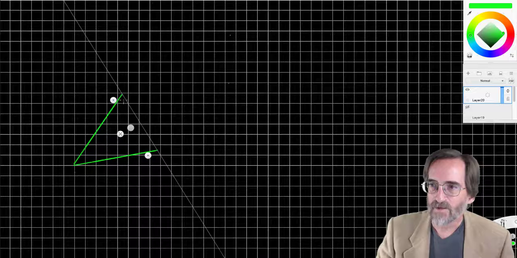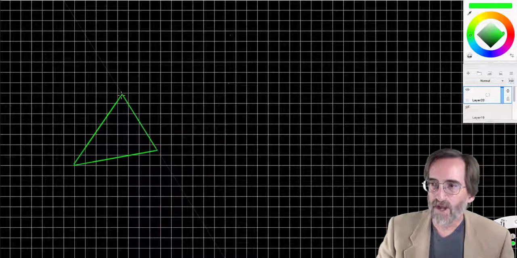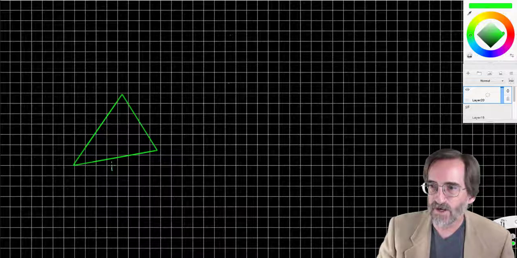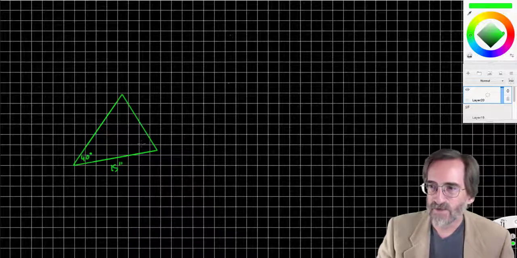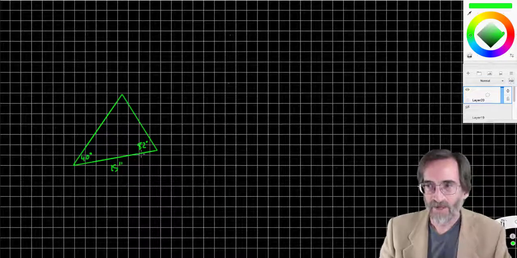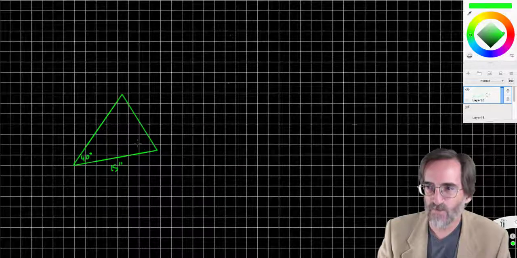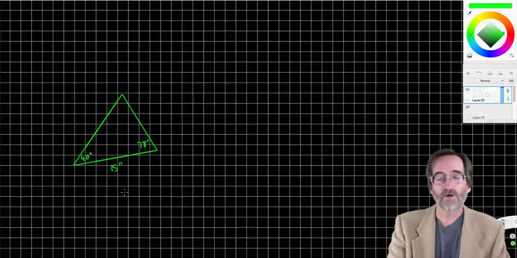And like so. Okay. And we happen to know the length of this side is 15 inches. This angle is 40 degrees, and this angle is 82 degrees. Okay? Actually, let's make it 78 because that looks more like what it is. Okay? And we need to solve the triangle.